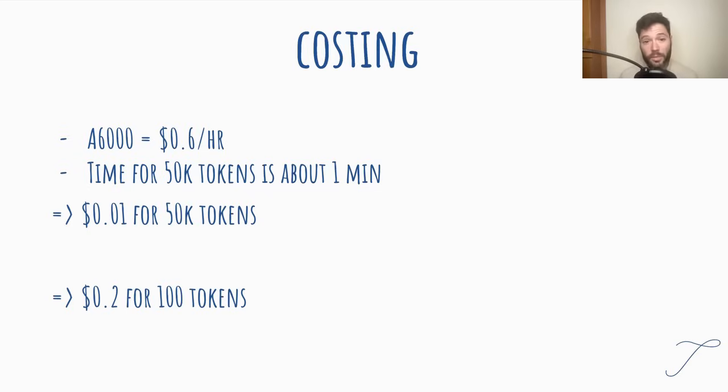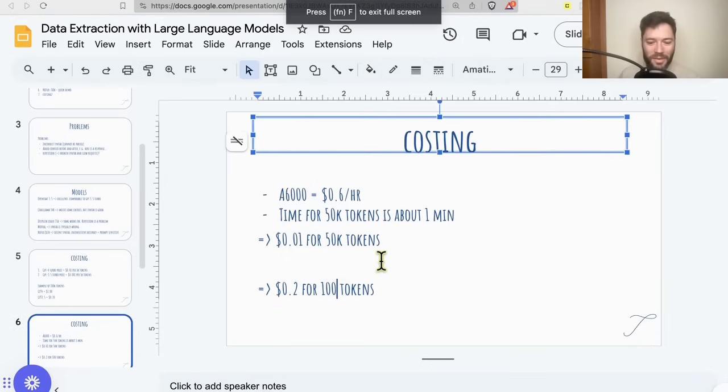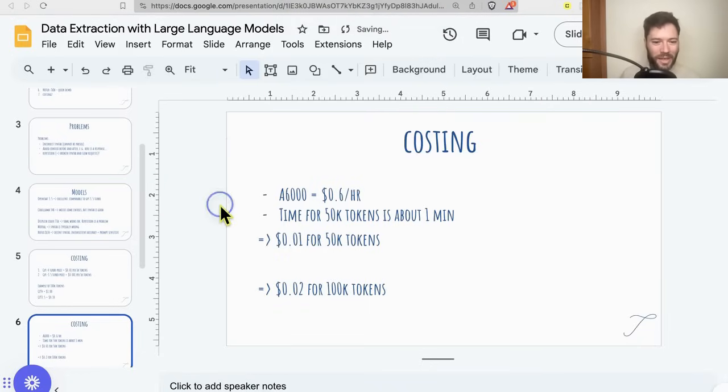And as you saw in my demo, for running about 50,000 tokens, it's about 1 minute. Maybe a bit less than that, about 30 seconds in what I showed. So that makes it somewhere around 0.5 cent to 1 cent for 50,000 tokens. And so for doing 100K tokens, which I've got written incorrectly here, it's going to be just 2 cents.